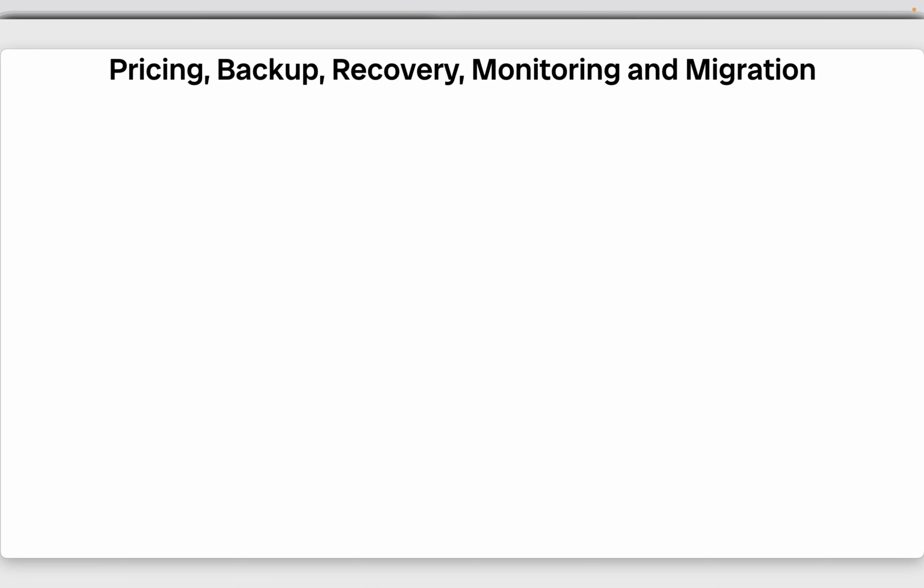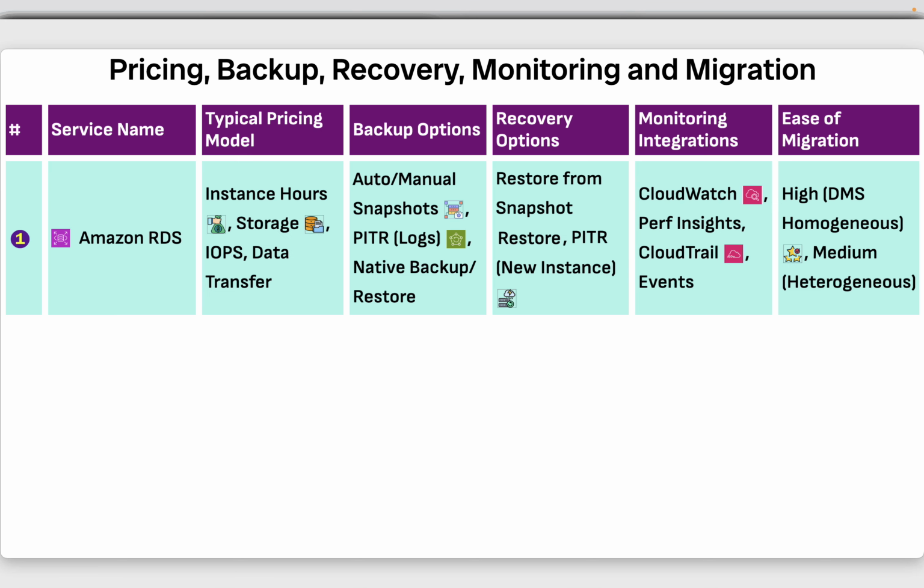Next set of parameters are pricing, backup, recovery, monitoring, and migration. So Amazon RDS, you are charged based on instance hours, the amount of data storage, IOPS, input outputs, and data transfer. So these 4 parameters. Backup options, you have auto and manual snapshots, point-in-time recovery for the logs, native backup, and restore also. Recovery options, you have restore from snapshot, direct restore, and point-in-time recovery to a new instance. Monitoring integrations, you have CloudWatch, performance insights, CloudTrail, events. Ease of migration, high. You need database migration service for homogeneous and medium for heterogeneous.